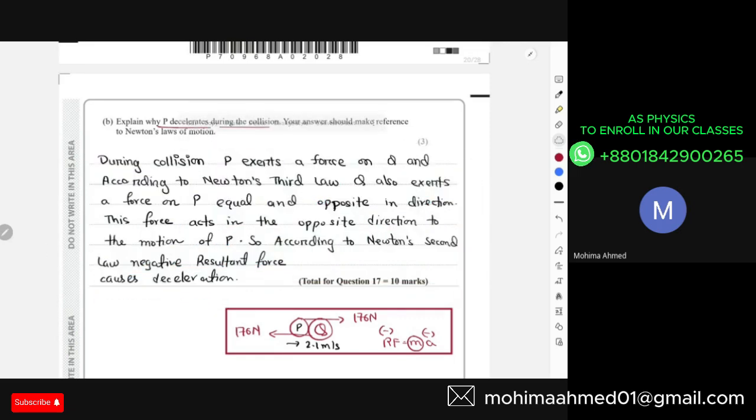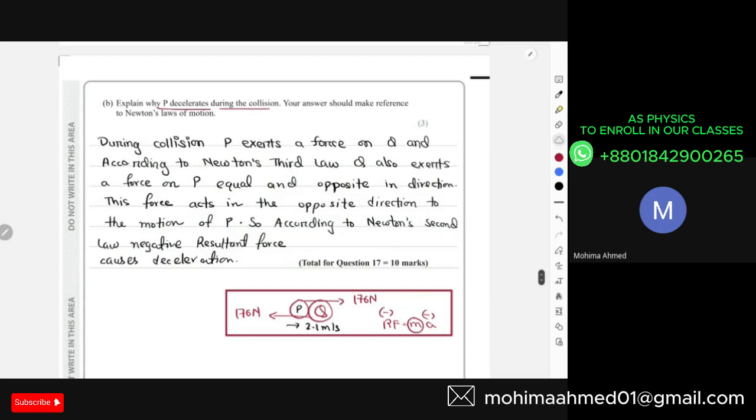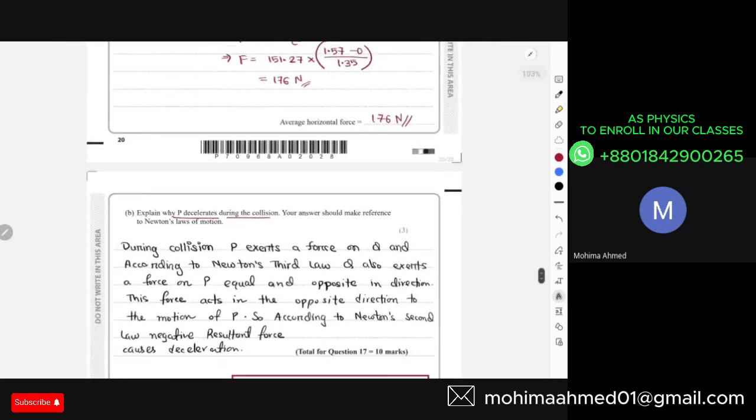Any problem from this question 17D? No, ma'am. So this is the end of the question 17 entirely.